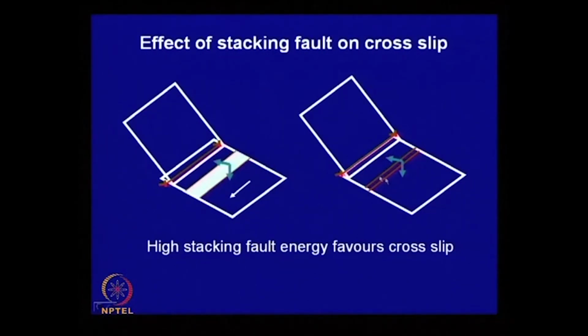Therefore, what we can say is that in a material where the stacking fault energy is high, cross slip is more favorable. The deformation by cross slip gives an additional mode of dislocation movement, and contributes to strain softening, whereas formation of a lock contributes to strain hardening.